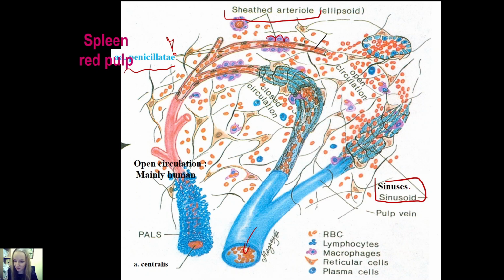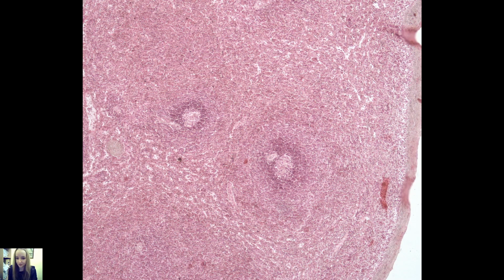Yeah, sinusoids. You can say also sinusoids in the spleen. There's nothing different between sinuses and sinusoids. Well, maybe there is some kind of difference, and I will show you the difference. But this is open circulation, and maybe in some animals, I think, you can find closed circulation when capillaries are going directly to the venous sinuses, but this is more often in a human.